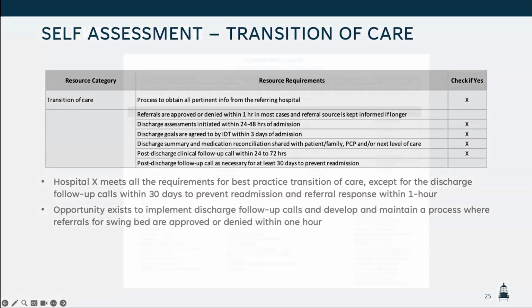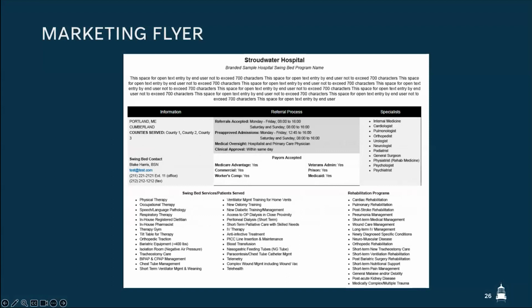With that, just as a reminder, you do still have access to developing the marketing flyer that is also part of the swing bed gap analysis. Whatever you have inputted on that swing bed gap analysis will also come out and be created into this marketing flyer. This is also really key when you think about it.